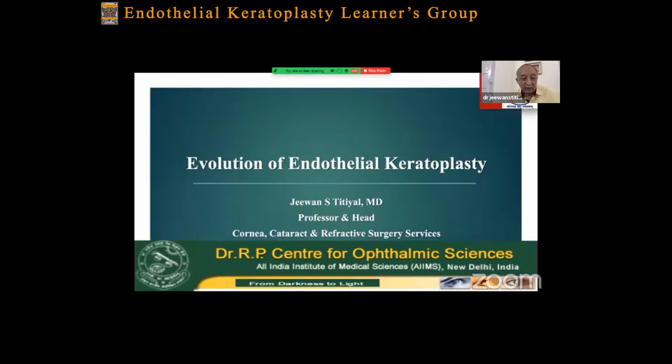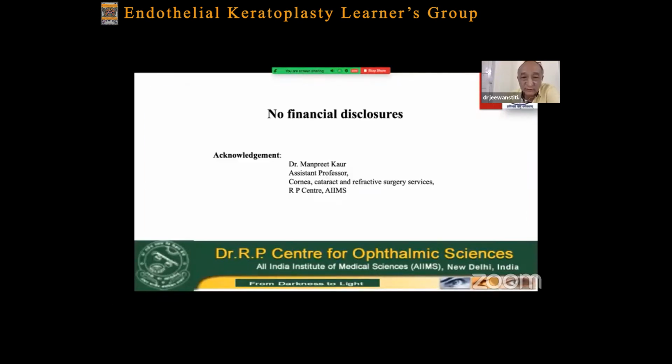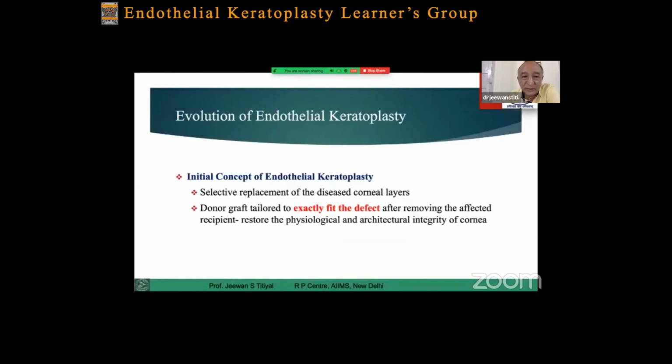How did we reach the stage where Rajesh could do surgeries for such difficult cases? There has to be an evolution of any surgery, and that holds true for endothelial keratoplasty also. For this presentation, I'd like to acknowledge the help of Dr. Manpreet Kaur. She's working with me as an AP.